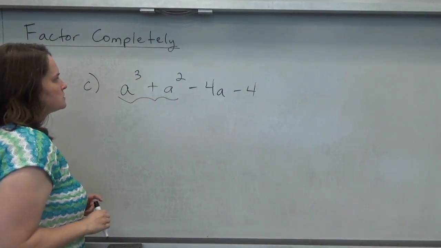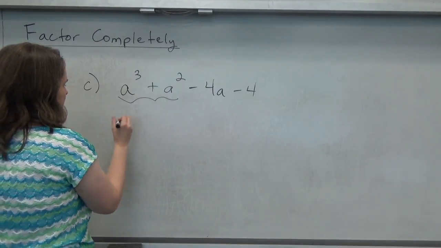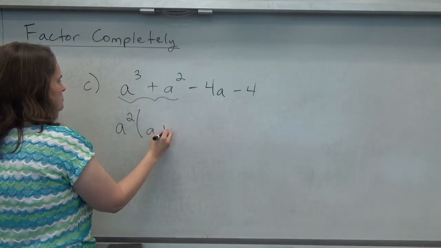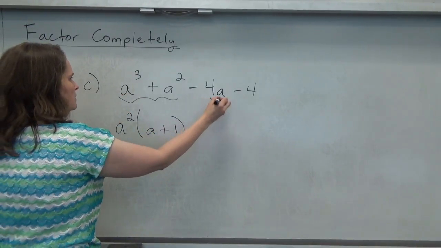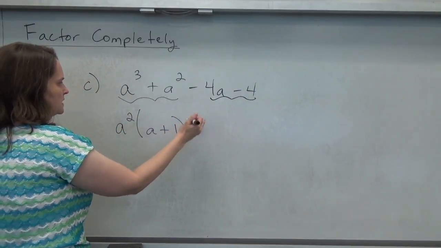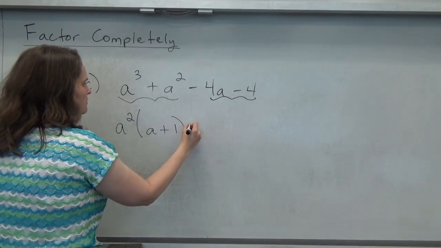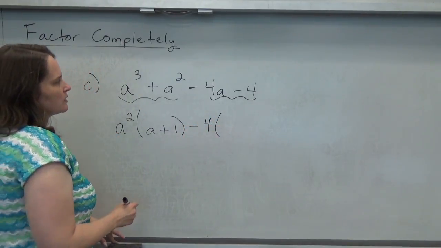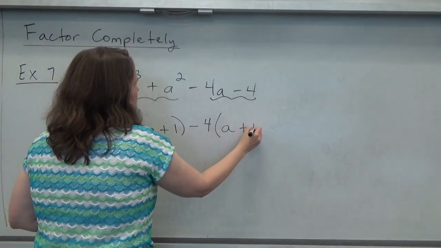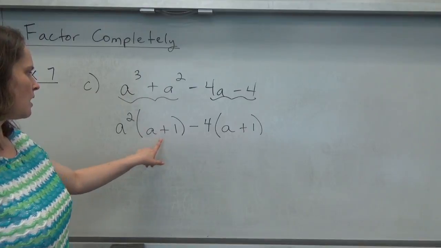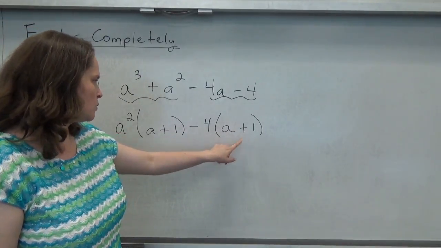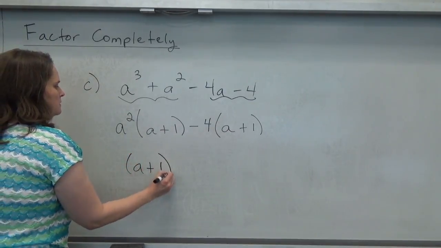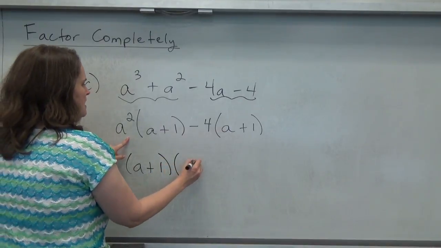Look at the first 2 terms. These share a common factor of a squared. That leaves me with a plus 1. Over here, this is a subtraction in between, so whatever comes out, we're going to factor out a negative. So we're going to say minus 4 parentheses, and we're going to factor out negative 4, that leaves a plus 1. So our factors a plus 1 and a plus 1 do match like we need them to. We could pull out the a plus 1. That leaves us with a squared minus 4.